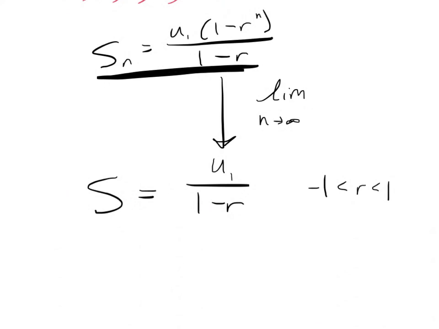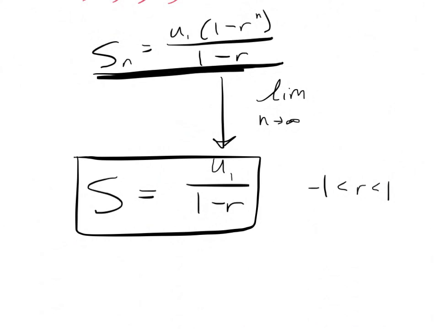Because think about it. As n approaches infinity, what happens to r to the n? Well, you might be thinking, if the power is really big, then this number gets really huge. Well, it's true if r is a big number. But if r is between -1 and 1, what happens when you take a small decimal between -1 and 1 and raise it to a huge power? It gets smaller and smaller and smaller, eventually turning into 0. So what you end up with is just u1 times 1 over 1 minus r. And so you can see that the infinite geometric series formula actually comes from the finite formula.